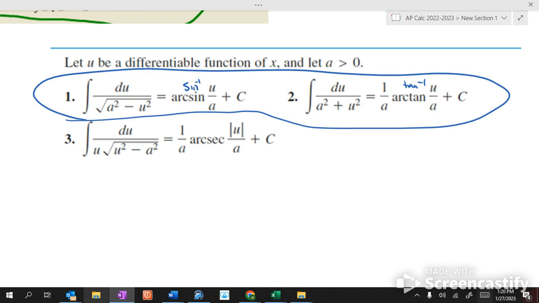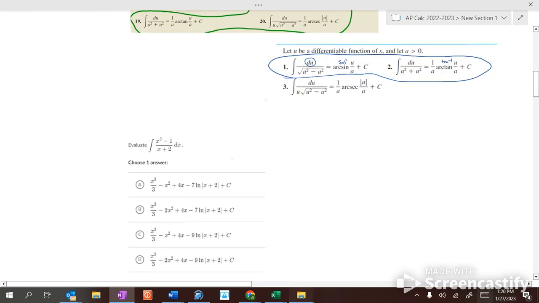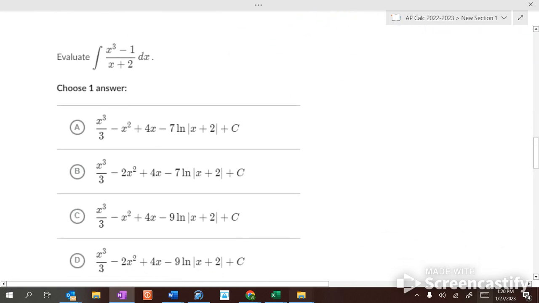Now, look at the pattern. We have the du over the square root of a squared minus u squared, and the du over a squared plus u squared without a square root. If you see that. So, what happens if we have something that doesn't fit into anything above, if you take that chart above, then what the heck are you supposed to do?